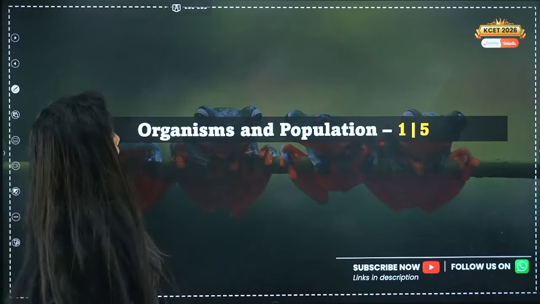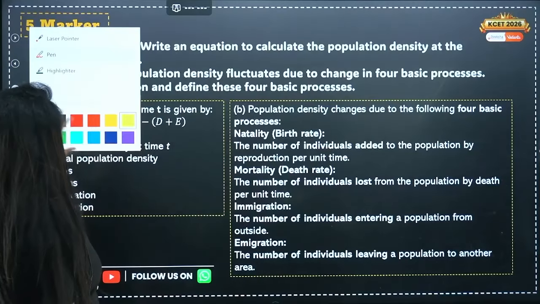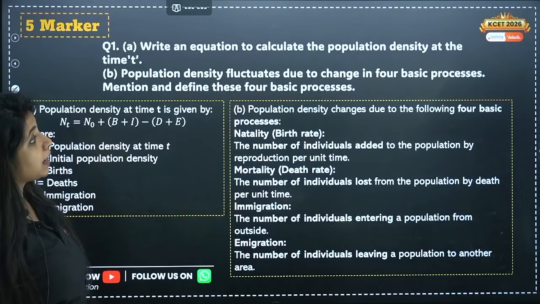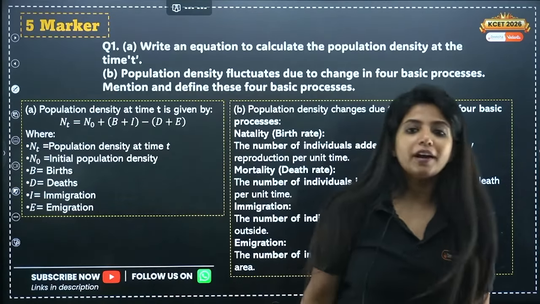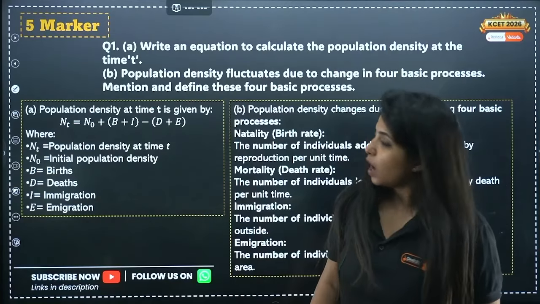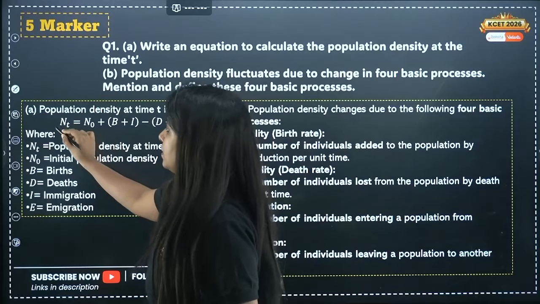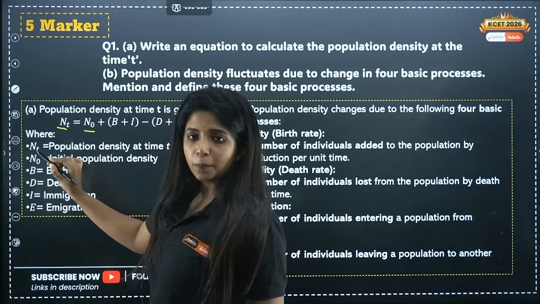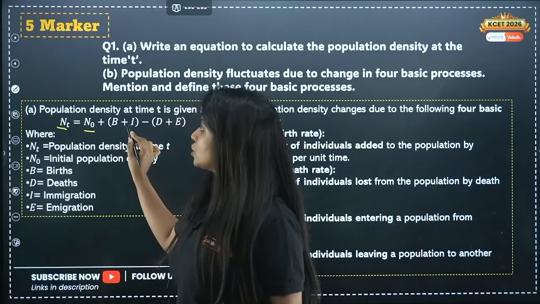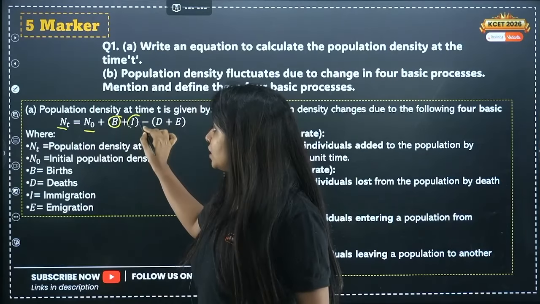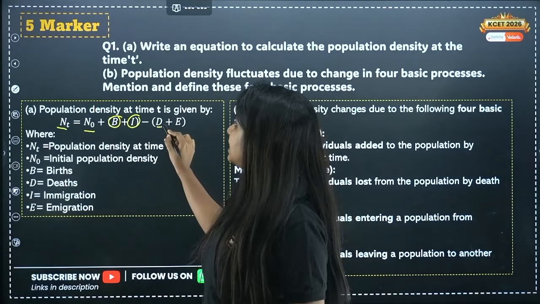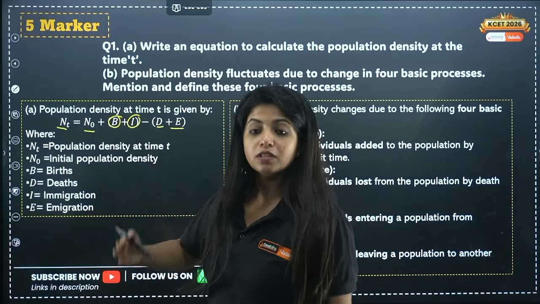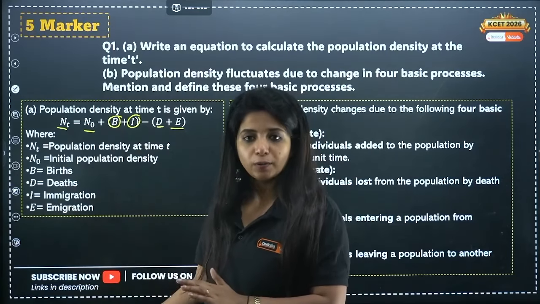Okay. First one. Write an equation to calculate the population density at time t. If at all you are asked to find the population density at time t, how do you find it? Nt is equal to N naught, that means initial population, plus birth plus immigration. Immigration means number of organisms coming into the population, minus death plus emigration. Emigration means number of organisms moving out of the population.